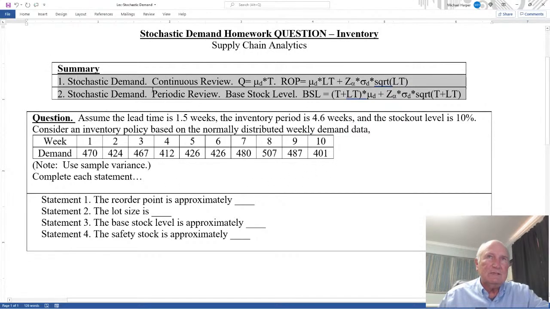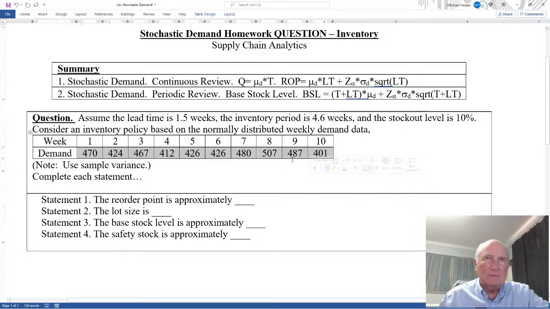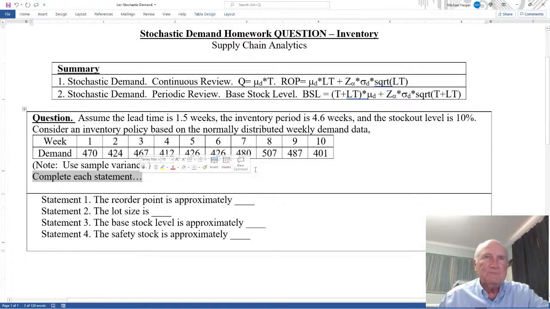I list the summary of the stochastic demand equations. And the question: assume the lead time is 1.5 weeks, the inventory period is 4.6 weeks, the stockout level is 10%. Consider the inventory policy based on a normally distributed weekly demand data given by the weeks here. Note, use sample variance. Complete each statement. Okay, here we go.